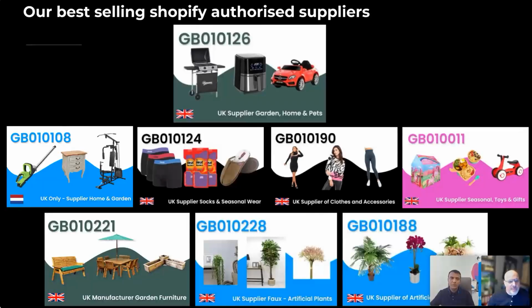And again, some of our best-selling suppliers on the platform for Shopify, 126 is a real mix of 9,000 products between home and garden. Then you've got 108 who have a good selection of cross-category products. They've got more than 90,000 products. And then so on here, 124 has got some clothing, so is 190. So that gives you a bit of an impression of, there's a massive range of product portfolio that you can get access to.